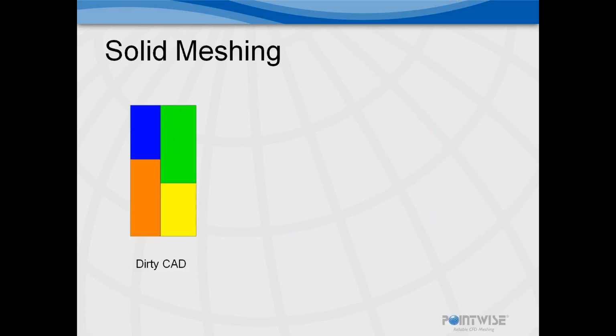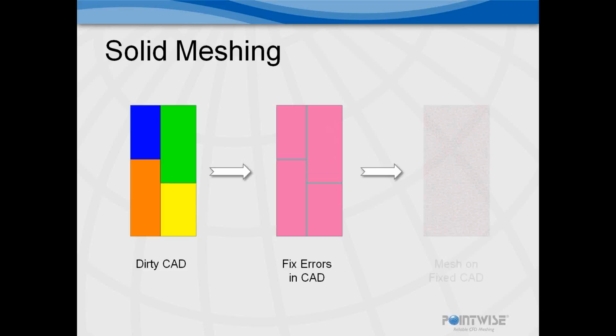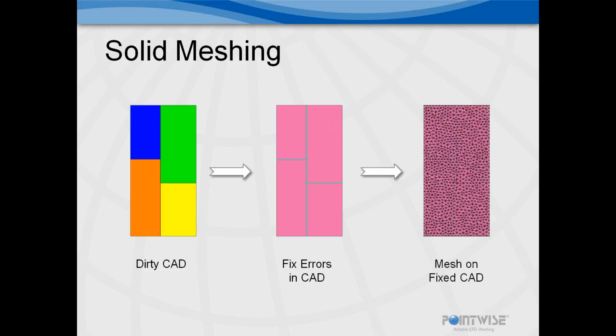For the second method, we take the opposite approach. Starting with the same sloppy CAD, we now heal the geometry first. You can see now we have blue internal curves indicating healed up geometry. Once these gaps and overlaps have been fixed, we then create the mesh on the healed geometry. This way, when we create the mesh, it is automatically watertight. And we call this method solid meshing because watertight solid models are what facilitate this approach.